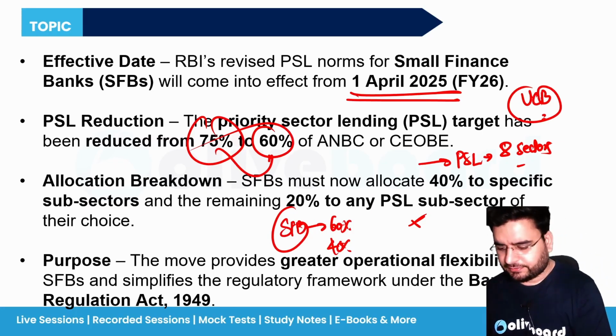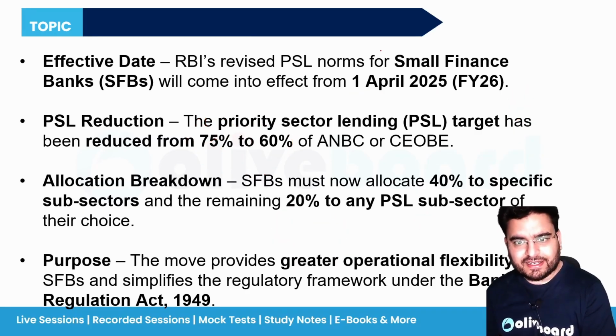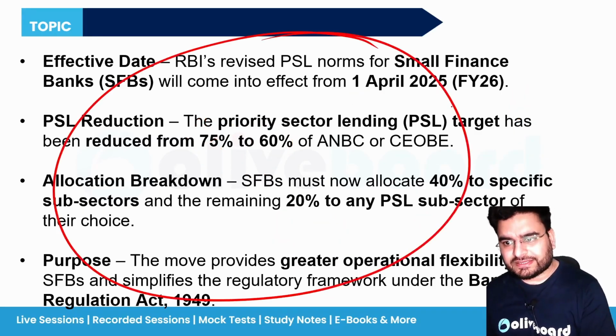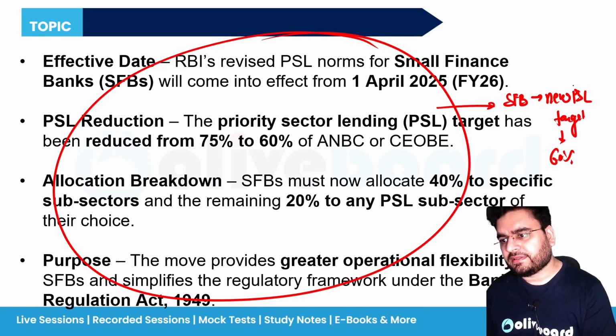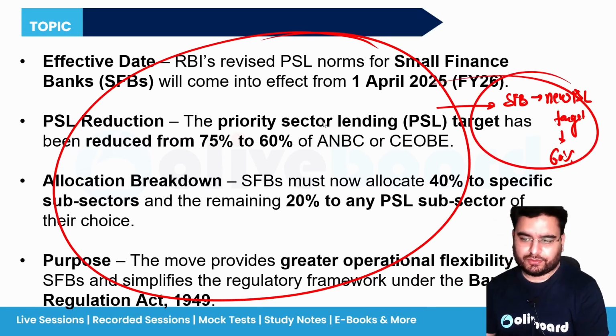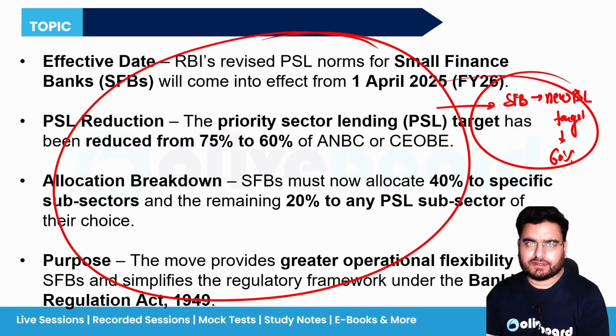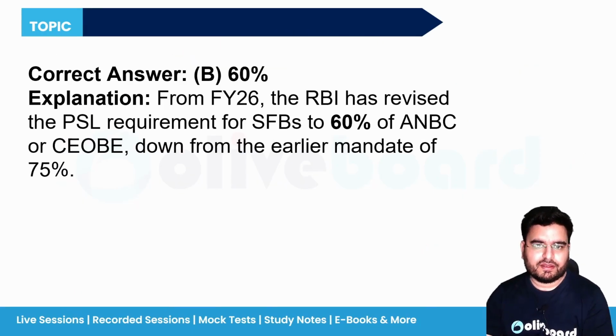Clear? Chalo. See this entire thing. If I want to extract the core, that is what? SFB, new PSL target, 60%. This is the crux of this entire news, which is important for your MCQs. Chalo.